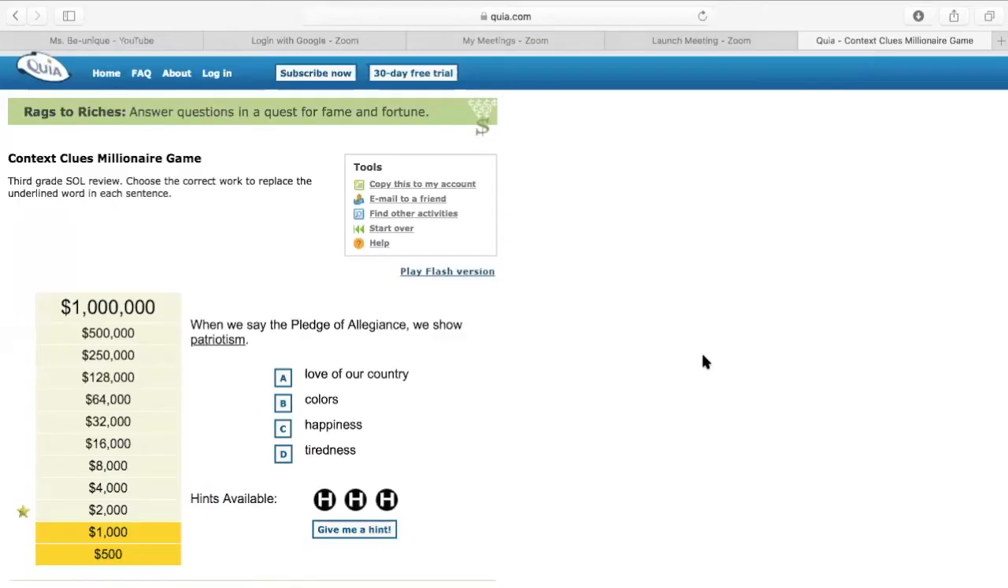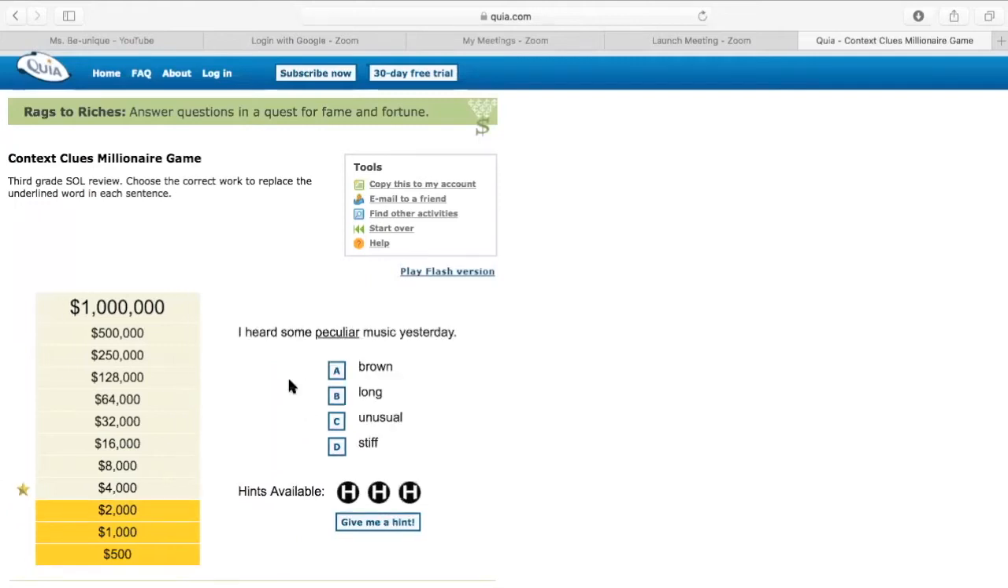It says, when we say the Pledge of Allegiance, we show patriotism. Looking at the word patriotism and using the clues around the word, is patriotism A, love of our country, B, colors, C, happiness, or D, tiredness? A, B, C, or D? Patriotism. Okay, A.